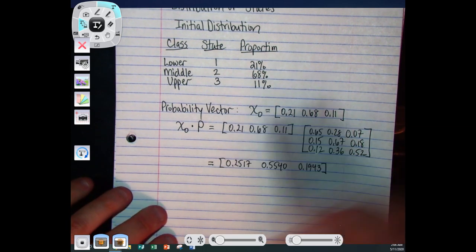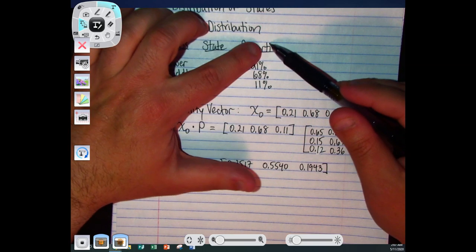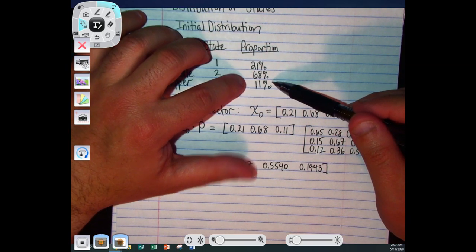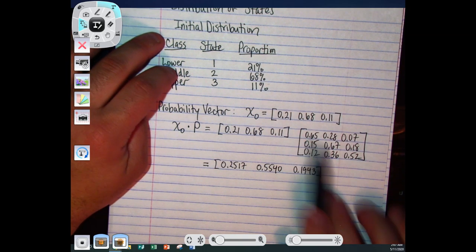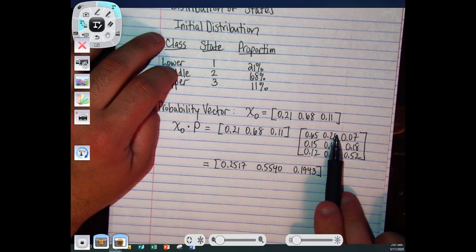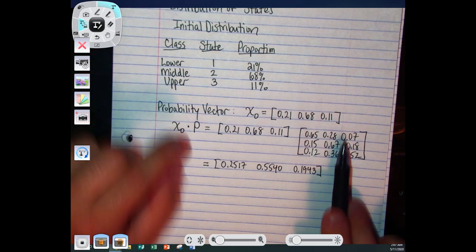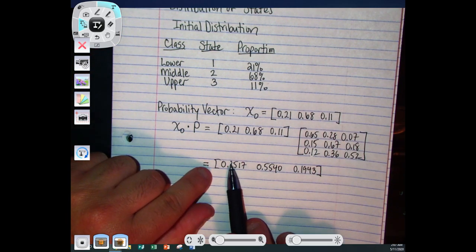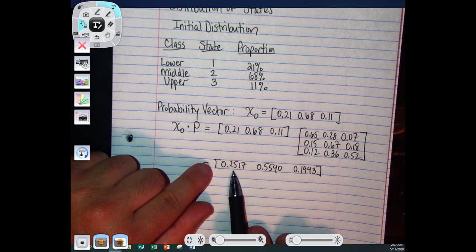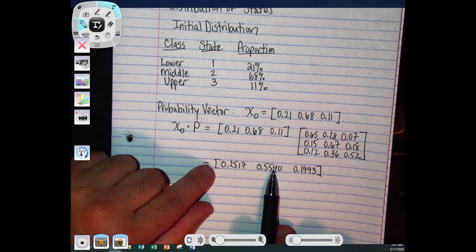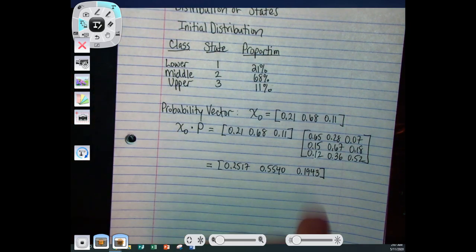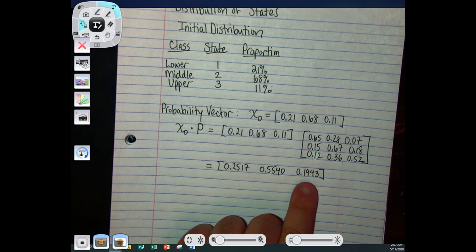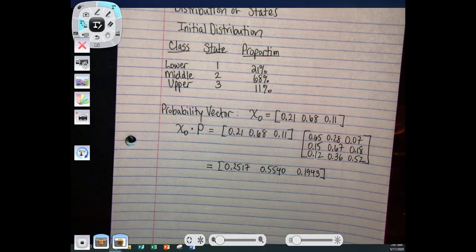So what does that tell us? Well, that tells us that if we started with this initial distribution of the population for each of the classes, and we transition using these probabilities, then the proportion of lower class in the next generation is going to be 0.2517, the proportion of middle class is going to be 0.5540, and the proportion of upper class is going to be 0.1943.